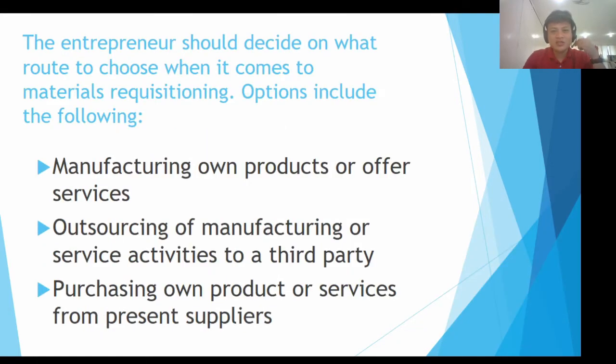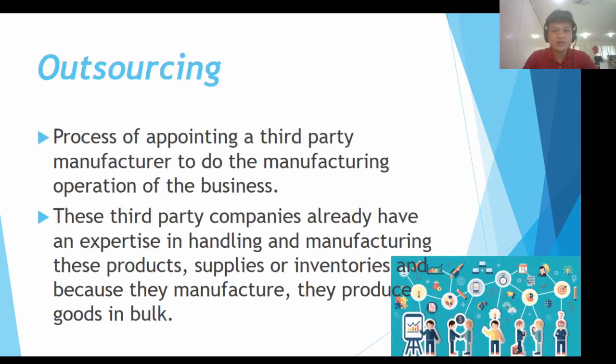So the entrepreneur should decide on what route to choose when it comes to materials acquisitioning or requisitioning. Options include the following. Una, manufacturing own product or service or offer services. Or in short, tayo yung gagawa mismo ng raw materials natin. Sumunod, outsourcing of manufacturing or service activities to a third party. May ibang hahanap. At simply, tayo yung mismong bibili directly.